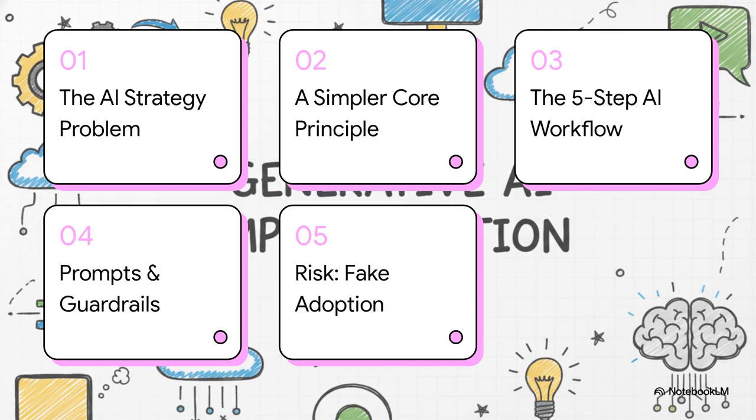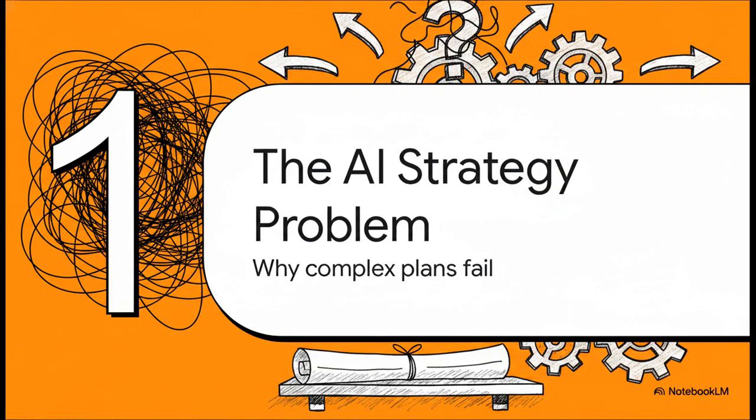That's the goal. So here's our game plan. First, we're going to diagnose why most AI strategies fail. Then, I'll give you one simple principle that changes everything. After that, we'll walk through a super practical 5-step workflow, cover the rules for writing good prompts, and then we'll finish up by talking about the biggest risk of all, something called fake adoption. Okay, so let's start at the beginning.